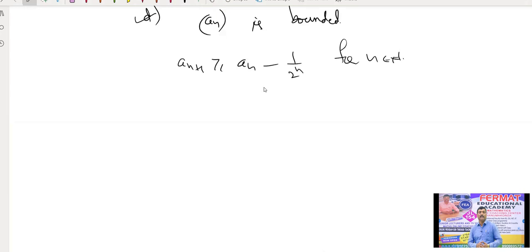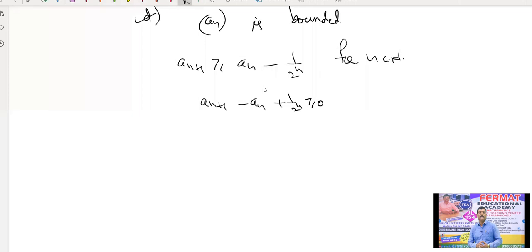Right? So already I told you, whenever you are given a problem, whether it is increasing or decreasing, what you do is try to estimate a_{n+1} minus a_n. So compute a_{n+1} minus a_n. It is not always non-negative by the condition. I don't know anything about a_n, just that a_n is a bounded sequence. So you have 1 by 2 power n.